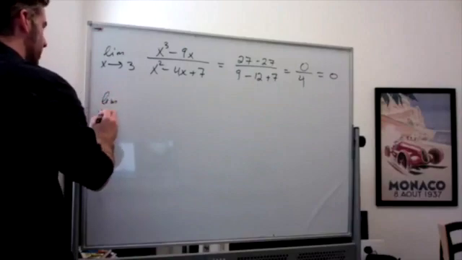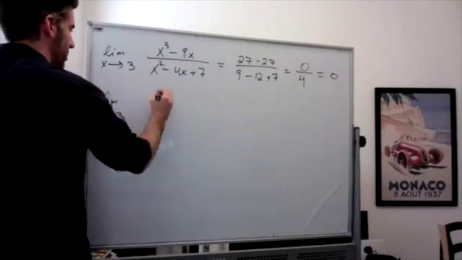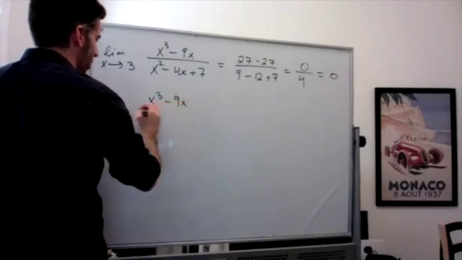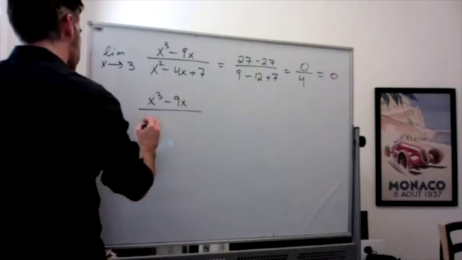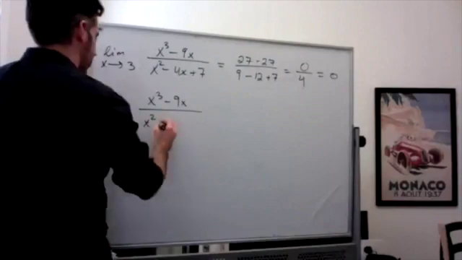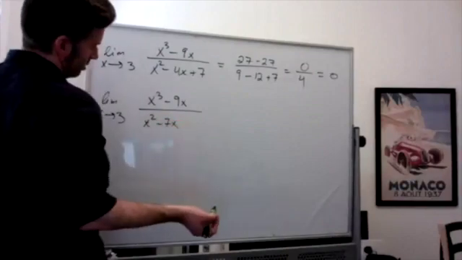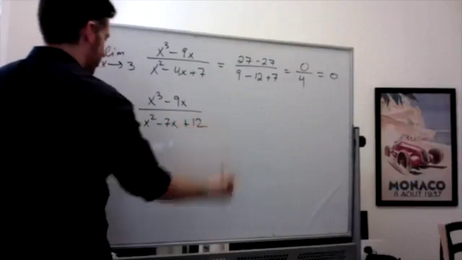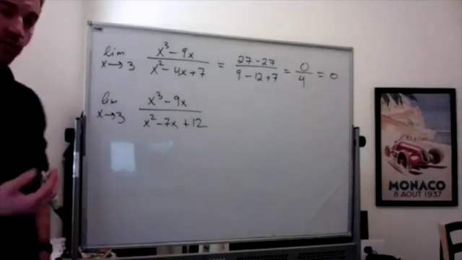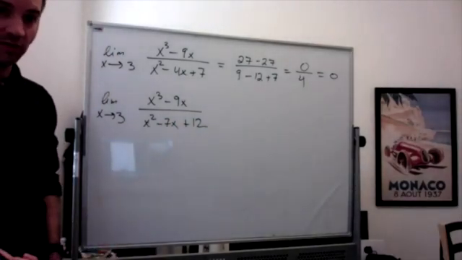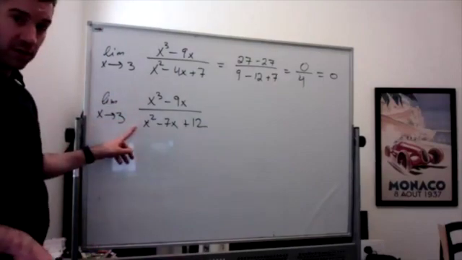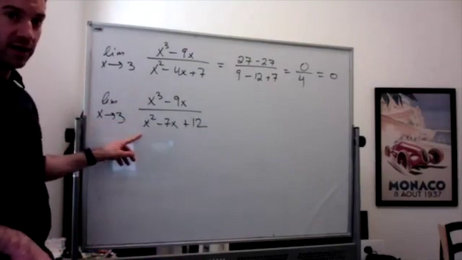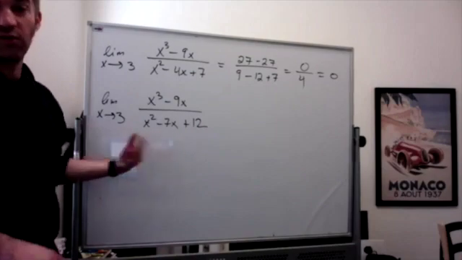Let's make it the limit as x approaches 3 of x cubed minus 9x over, what do I want on the bottom? Sure. x squared minus 7x plus 12. So I will tell you this is a 0 over 0. Clearly the top is going to 0. The denominator is also going to 0. If I plug in 3 for x, I get 9 minus 21 plus 12, which is 0.